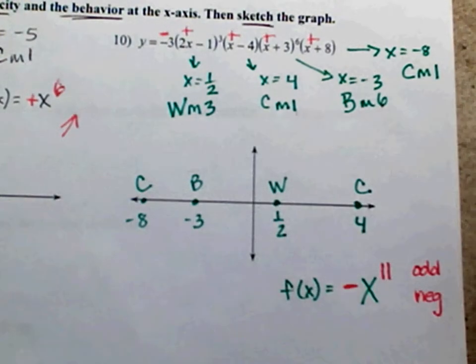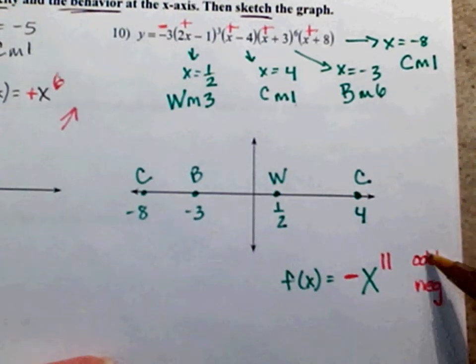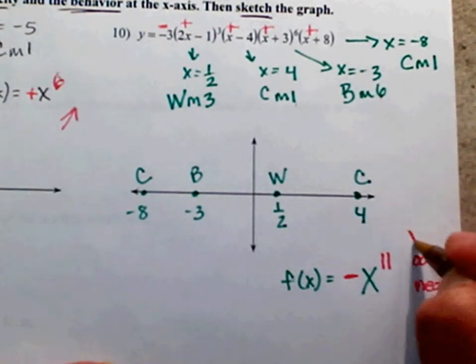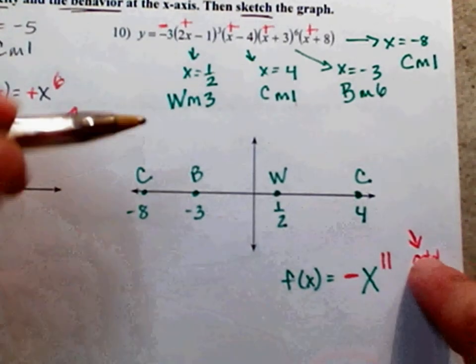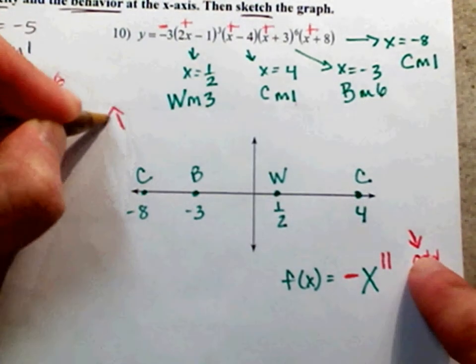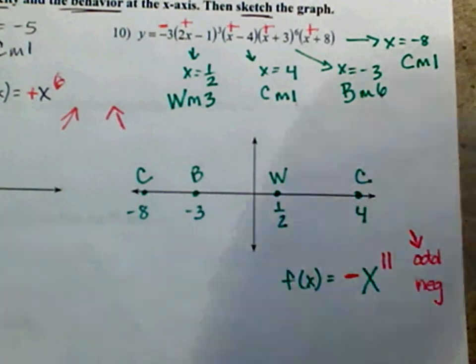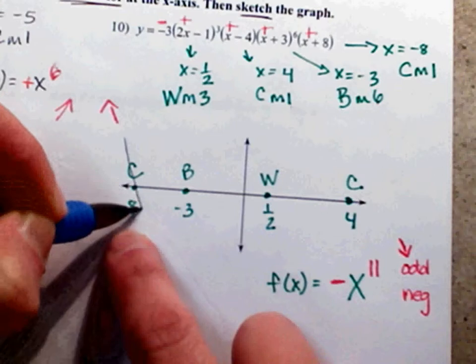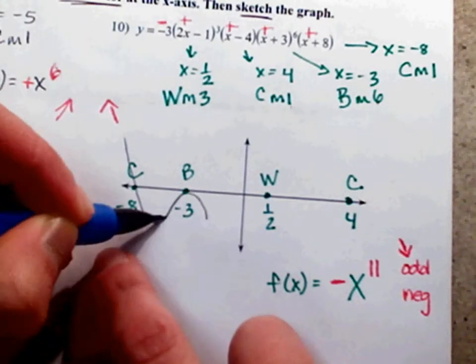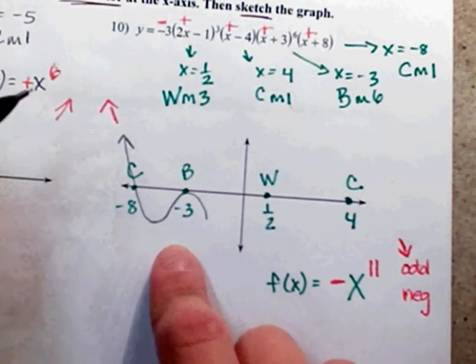Okay? Now, it says it's an odd and it's negative. That means I'm going to end down here. And if it's odd, if it's down here, I'm going to start up here. See that? Start at -8. What did I say we're going to do? We are going to cross. We are going to bounce. Okay? We are going to do a wave.